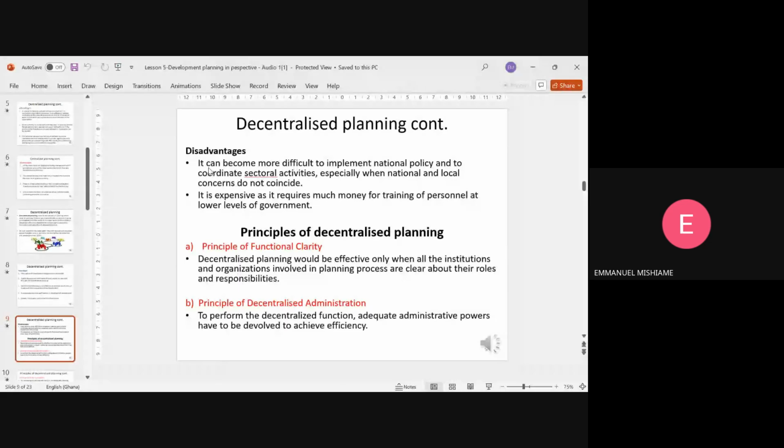Now, there's also the principle of decentralized administration. To perform the decentralized function, adequate administrative powers have to be devolved to achieve efficiency. So there are certain decision-making powers that must be allocated or devolved to the lower levels for proper decision-making or efficiency to take place. Number one is issues about employment, who to work at that level. Because at the central level, at the top level, you don't know the people in the community, you don't know who is qualified or not. But whoever is working at the lower levels knows who is qualified, and so it is easier to bring them on board.